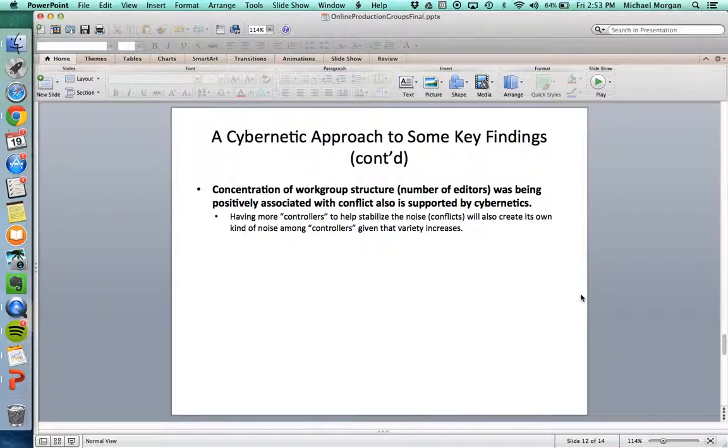And lastly, the concentration of workgroup structures, in this case the number of editors, was positively associated with conflicts. This is also supported by cybernetics. If you think about it intuitively, if you have more people governing the system, more controllers, to help stabilize the noise and the conflicts, this is also going to create its own kind of noise among controllers, given that you're increasing the variety of perspectives potentially in the system. So this idea also is supported by cybernetics.